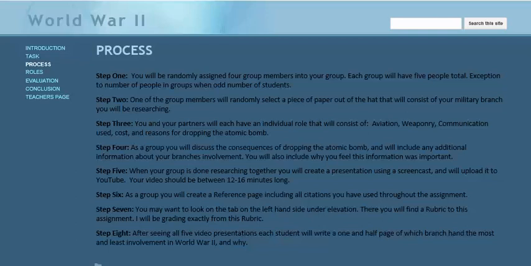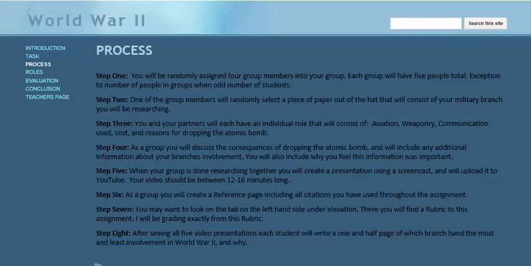The individual roles will consist of aviation, weaponry, communications used during that time, the cost of the war, and reasons for dropping the atomic bomb. Each student will pick one part, research that, and then that's how they'll be able to put together their presentation. After they've figured that out, they will discuss the consequences of dropping the atomic bomb, and they're going to include any additional information that they feel is important about their branch and why.